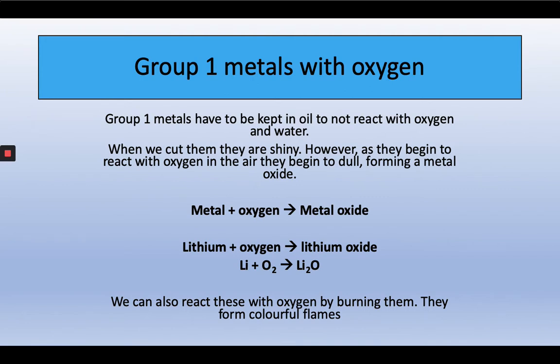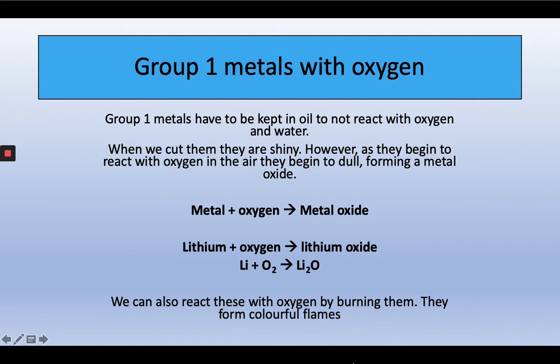So here's one example for you. A metal plus oxygen gives metal oxide, so that's your word equation there. Replacing that, you can use lithium as your metal, plus oxygen gives you lithium oxide. As I've told you, when you react a metal with oxygen, it forms an oxide, in this case lithium oxide, as the metal is lithium.